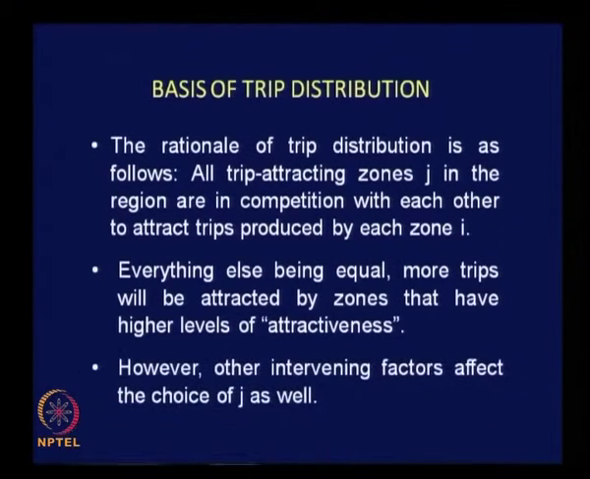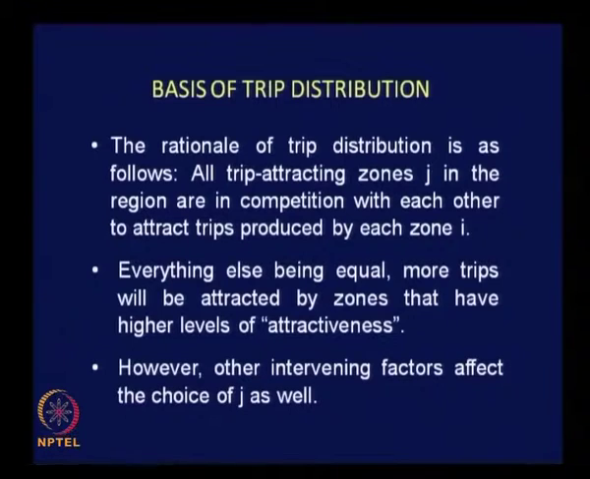However, other intervening factors affect the choice of J as well. What are the other intervening factors? First, we have said that the zone which is relatively more attractive will be able to attract more trips, but it cannot be taken to be 100% correct. There are other intervening factors affecting the choice of J as well. We cannot say that J is going to be the zone which attracts more trips. What are the other possible factors?